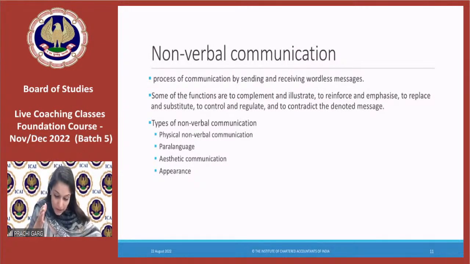Okay, so it can aid. Aid means it can help the verbal communication, convey thoughts and feelings contrary to the spoken words, or express ideas and emotions on their own. Now, the non-verbal can add on to it. It can make it better, it can make it worse. So you need to know which kind of non-verbal expression to use. Some of the functions of non-verbal communication in humans are to complement and illustrate, to reinforce and emphasize, to control and regulate, to contribute to the denoted message.